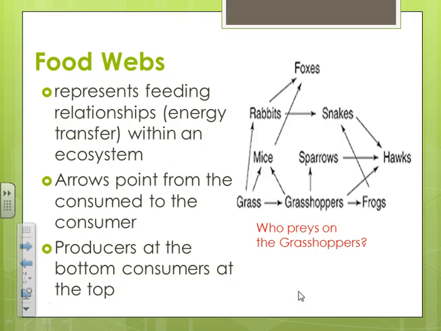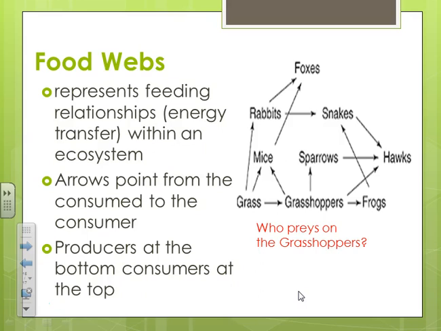And another thing you'll notice about these food webs is that the producers will all be at the bottom and the consumers will be at the top. Okay, and the primary consumers will be at the very top. So they would be at the top of the food chain within that ecosystem.